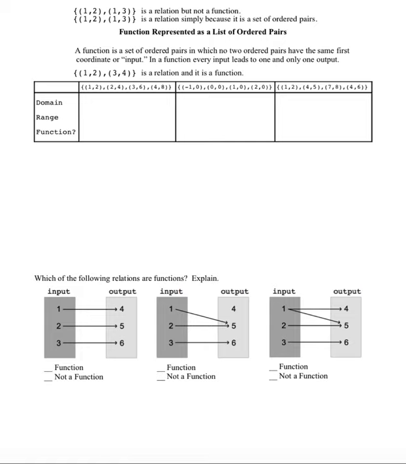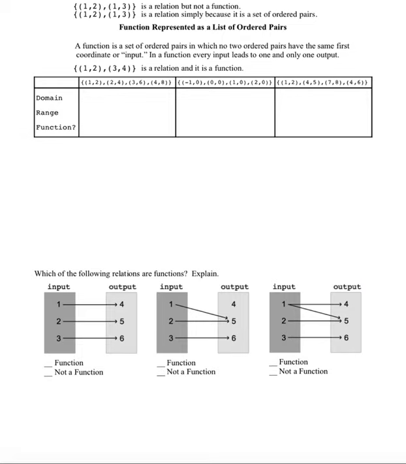Relations and functions can be expressed as lists of ordered pairs. The first coordinate is going to be the input coordinate, and the second coordinate will be the output. Now, if we take a look at this first list here, we've got (1, 2) and (1, 3). That is a relation, but not a function.